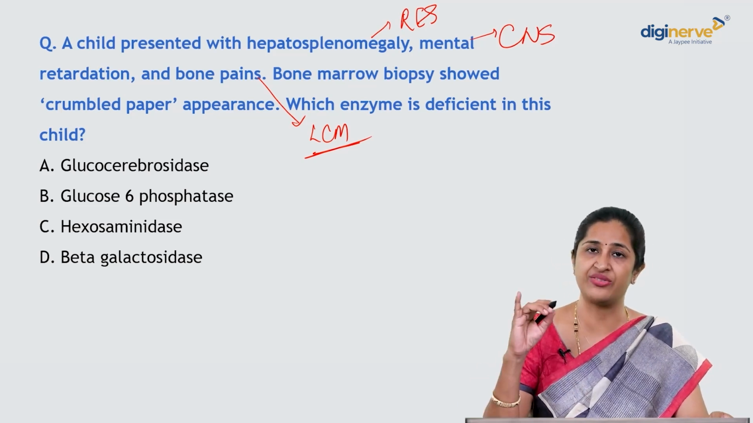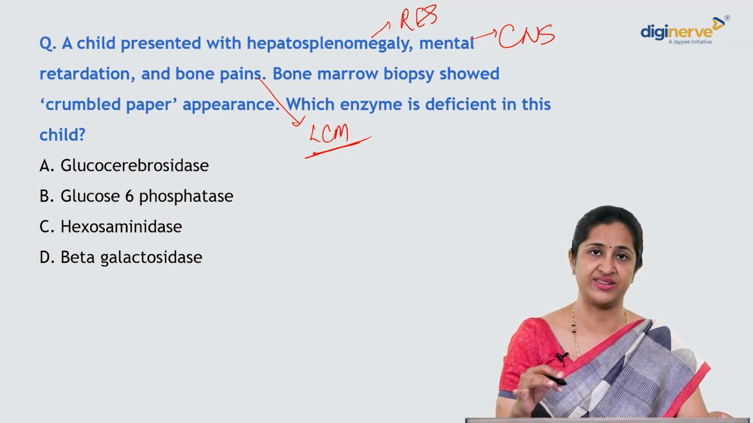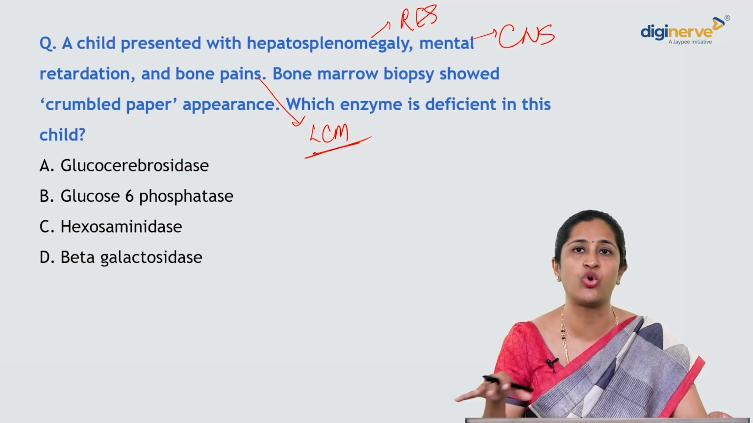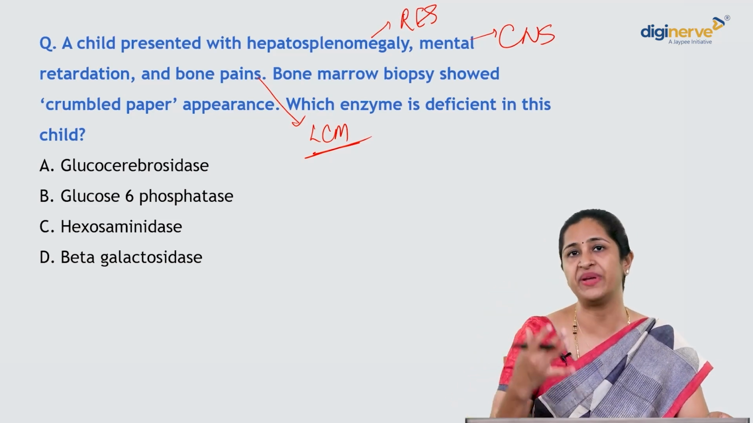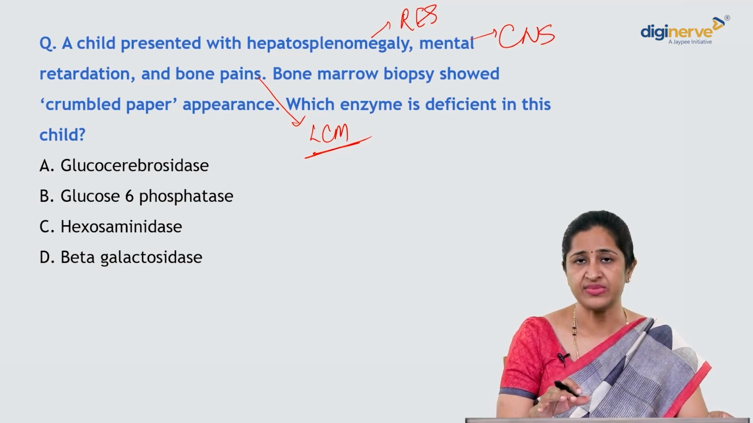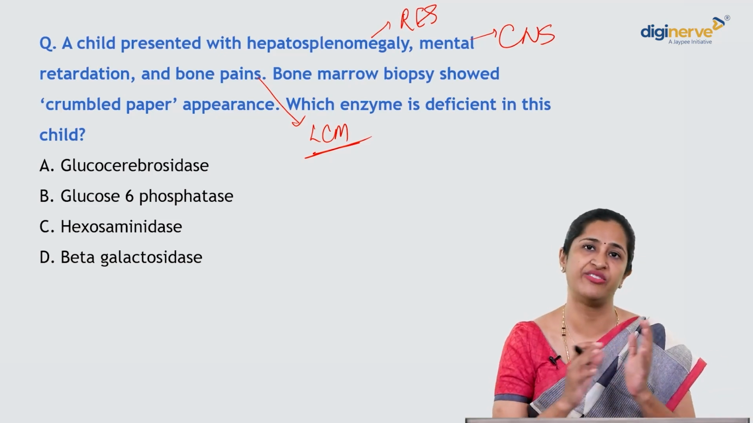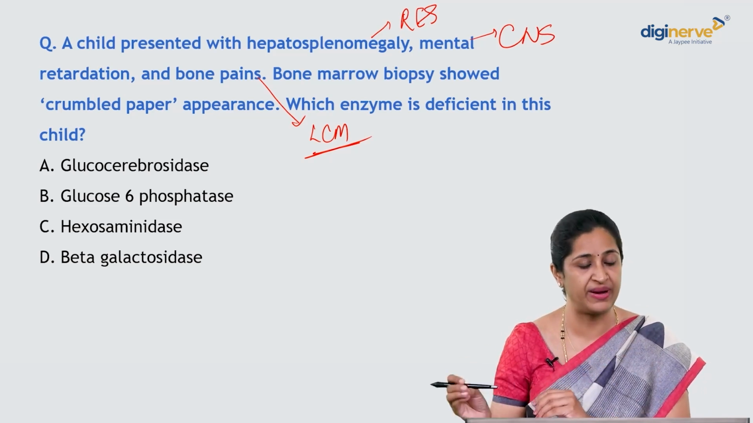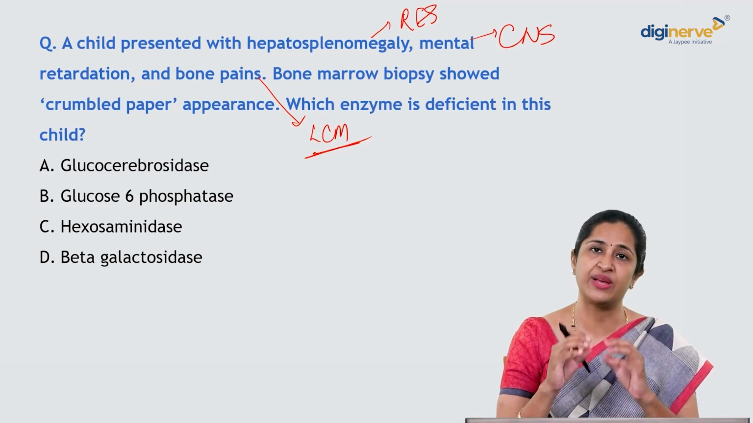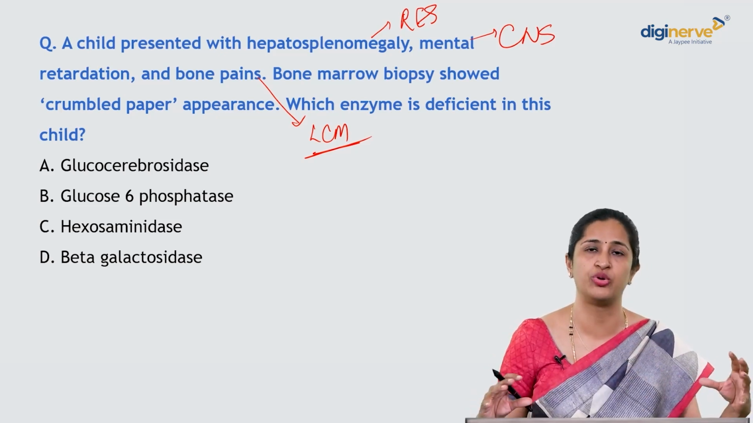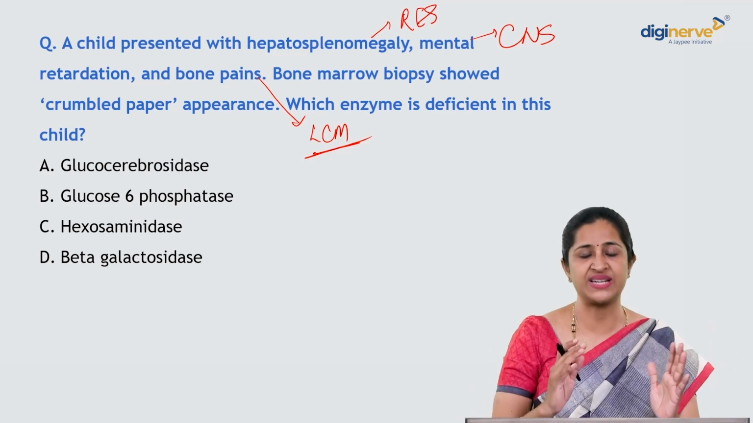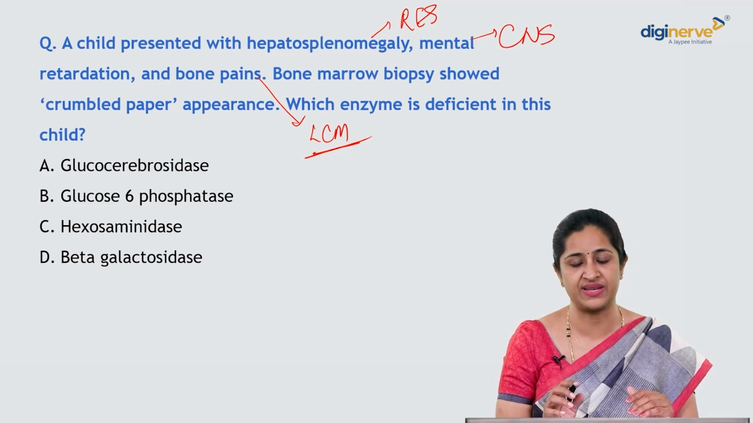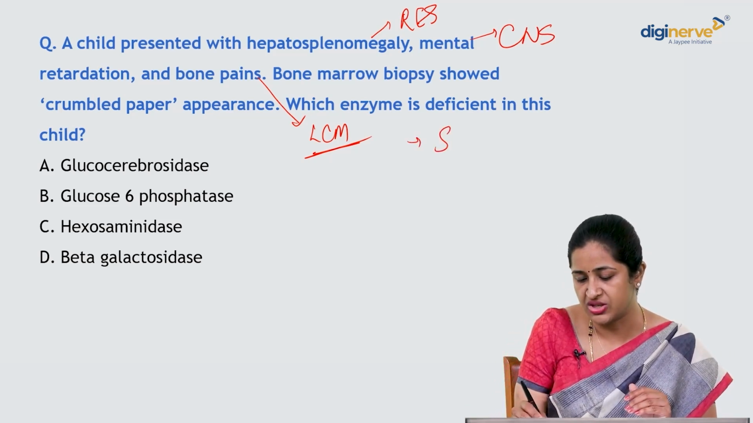Now, when you have this kind of hepatosplenomegaly, mental retardation, as well as bone pains, it means there is some metabolite which is getting stored in all these places, which is hampering the functioning of these organs. This abnormal metabolite is stored in the liver and spleen, so hepatosplenomegaly. You have the abnormal metabolite stored in the brain, so mental retardation. You have the abnormal metabolite accumulating in the bone marrow and pressing on the marrow. That's why there are bone pains. The bone marrow biopsy showed a crumpled paper appearance. This suggests this is a storage disorder.